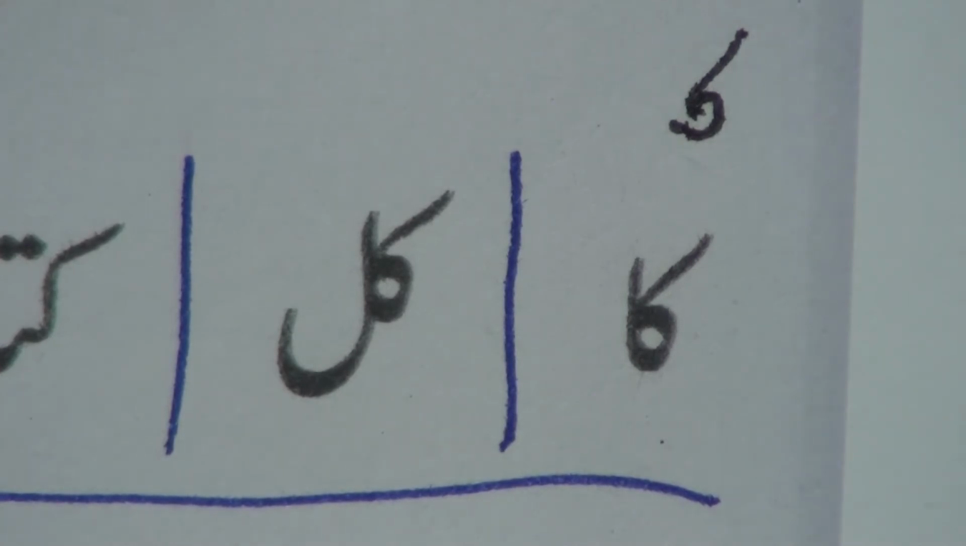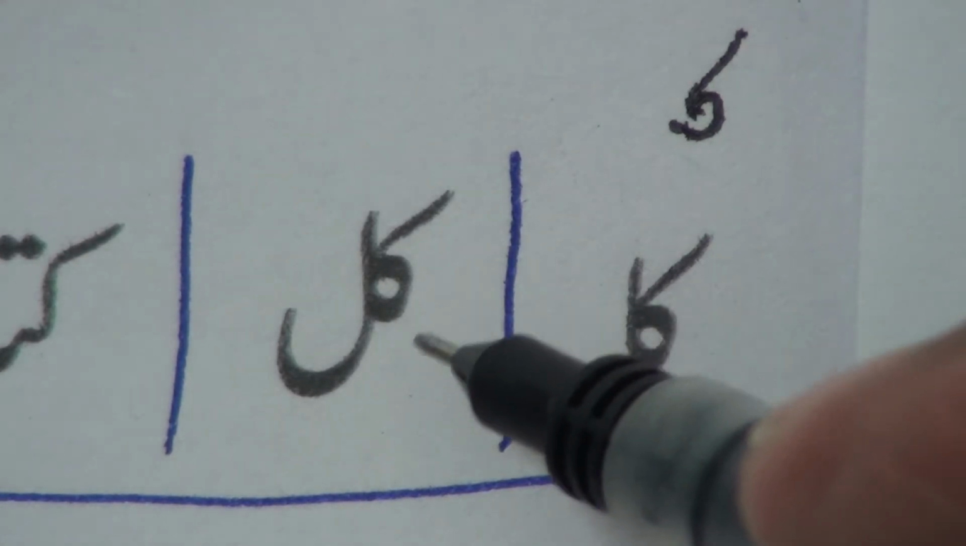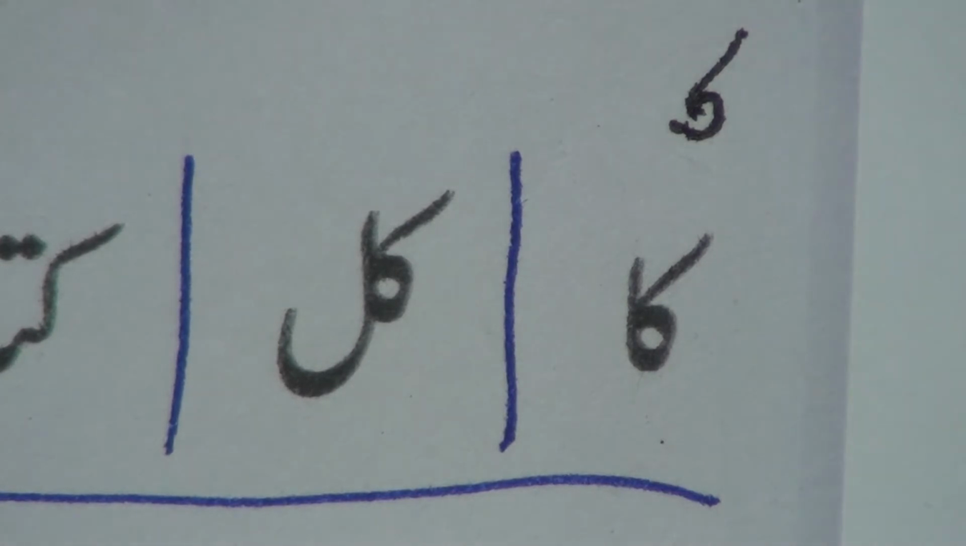Kal. Kaf, lam, kal. Kal means tomorrow and yesterday, both.